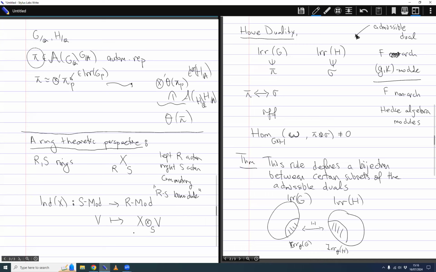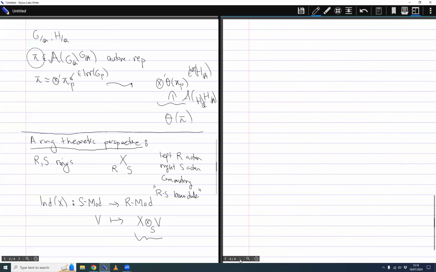So what does this mean? Maybe I'll need a new page. I should number my pages. I guess this is 3, this is 4. So what is this balanced tensor product?